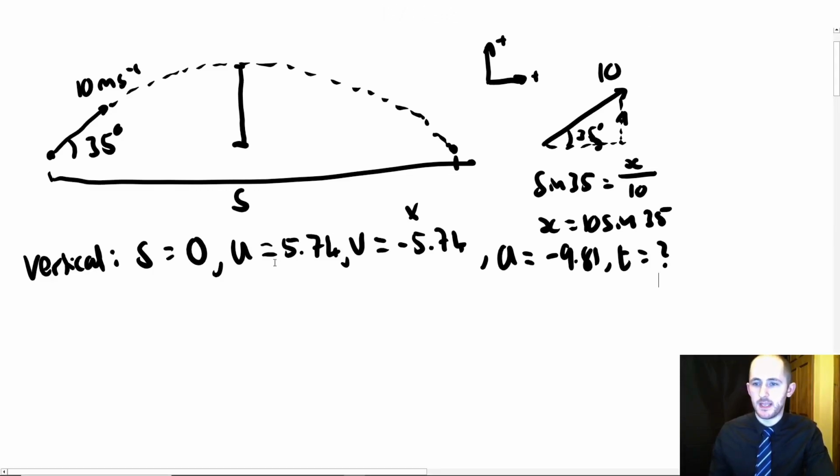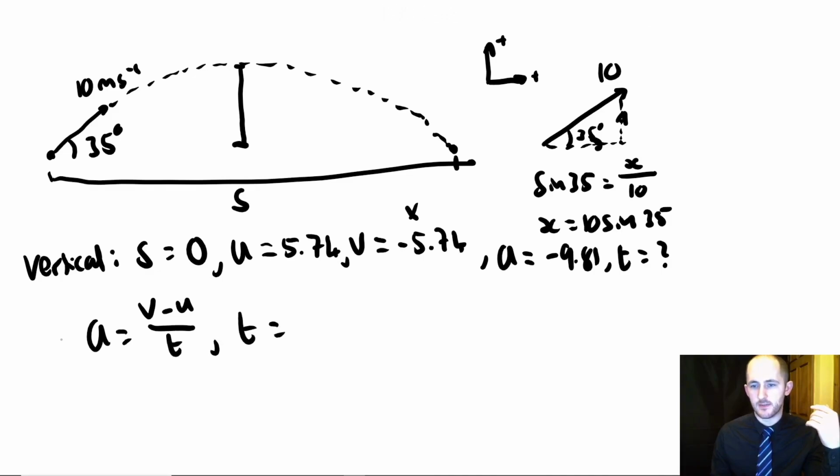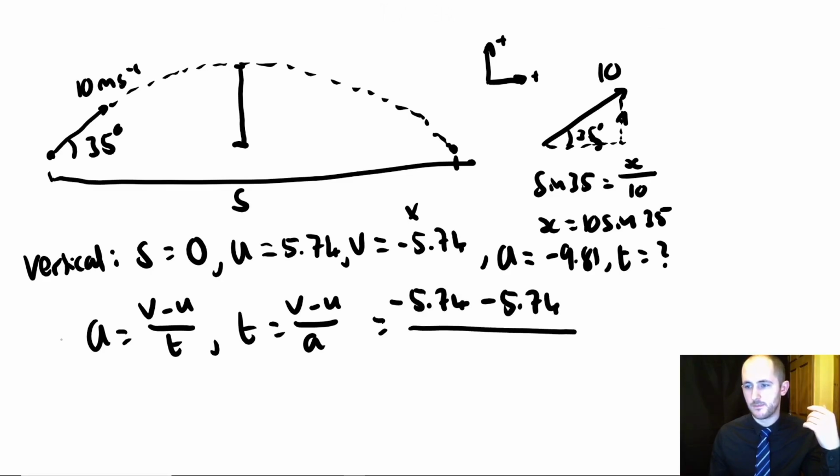Okay. So what we can do here is we have everything except time, so we can use whatever equation we so please. The best one perhaps might be s equals ut plus half at squared, and find all the times where s is equal to 0. You could use v squared equals u squared plus 2as, but actually that won't give you anything, never mind. You can also use the fact that a is equal to v minus u over t and rearrange for t. So then t is equal to v minus u over a. So we have minus 5.74 minus 5.74 over minus 9.81.